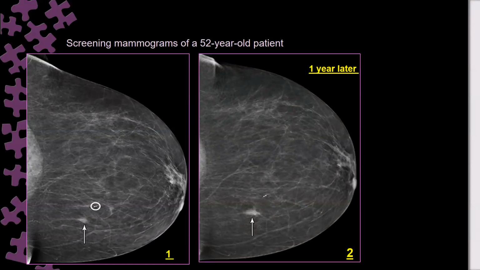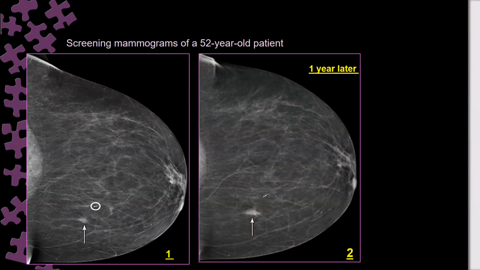In the first image we call it asymmetry, and in the second image we call it developing asymmetry. Why? After 1 year, it increased in size and because it becomes more conspicuous, larger and denser. Okay.